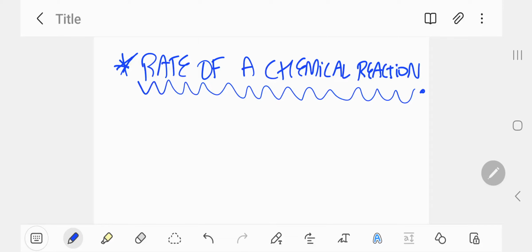This is a lesson on rate of a chemical reaction. This is part of the Year 9 science course in the chemical world topic.